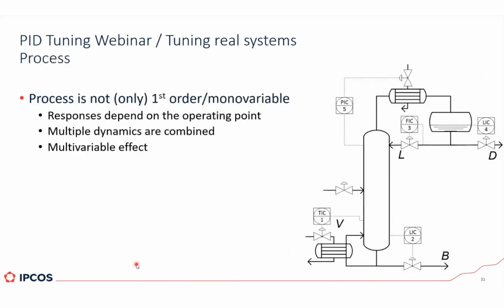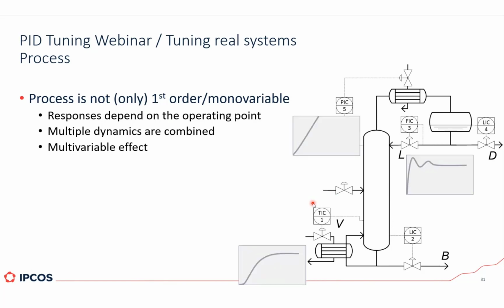And if we talk about the process now, the process is not only first order. We saw before that we were trying to fit a first order model to our data, but we know that the process is not only first order, and it's not only monovariable. So the responses will depend on the operating point, on the load, let's say. If we change the feed, for example, on this column, the dynamics for the controllers will be different, and also the steady state gains.